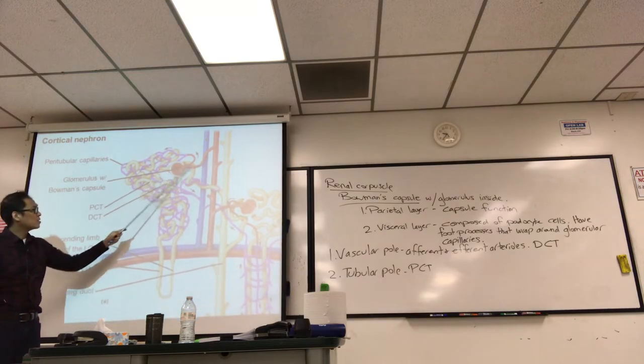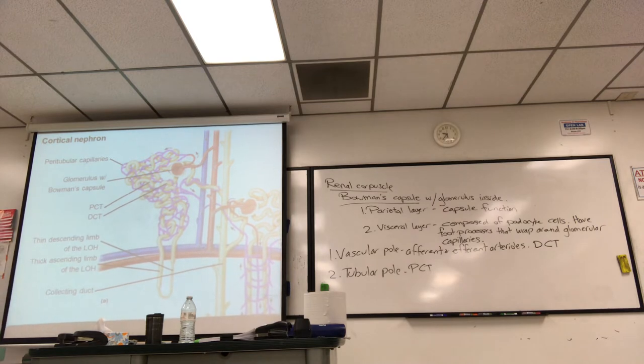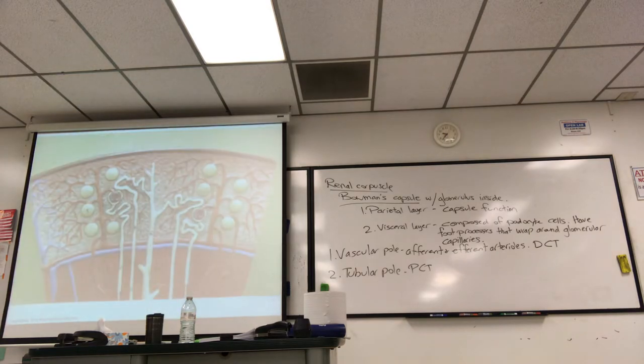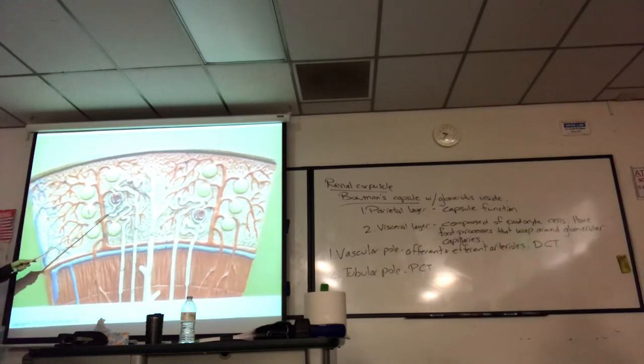So once you get these straightened out, you're less likely to be confused. For example, if you practice with a blank one, or if you practice with this model here, showing you pyramid, cortex, if I do a close-up here, if I identify my glomerulus, that's vascular pole, that's tubular pole, so that makes this what?